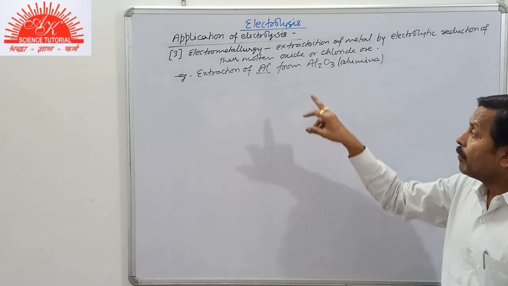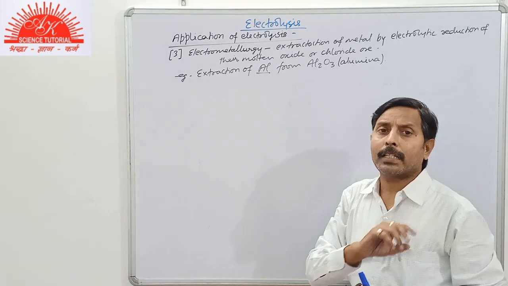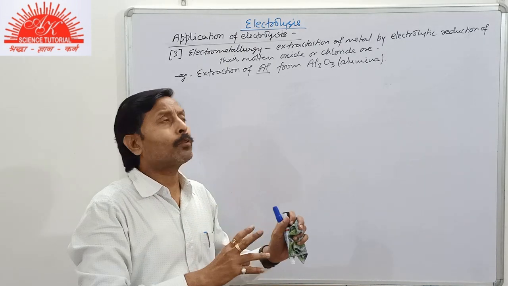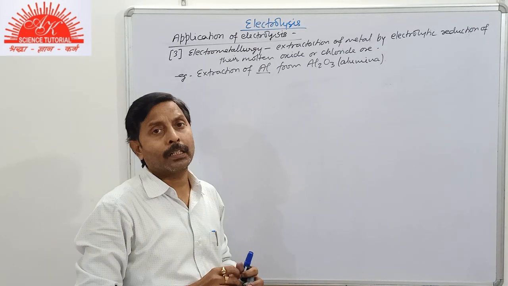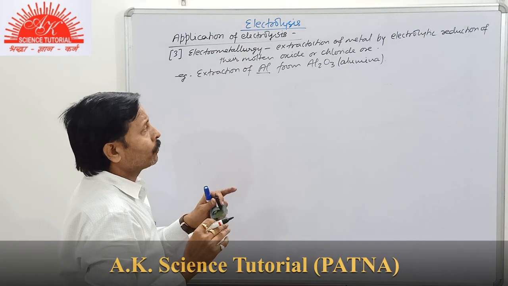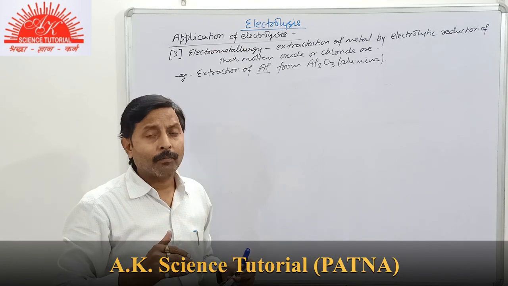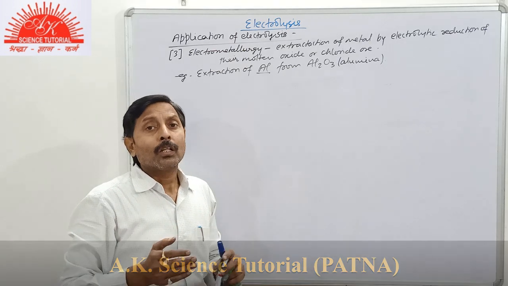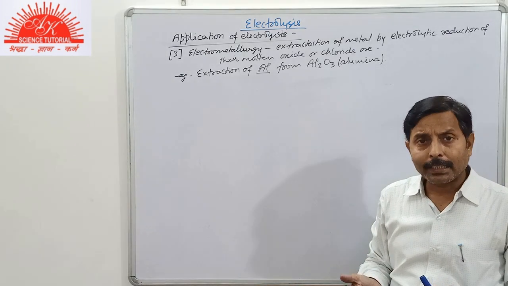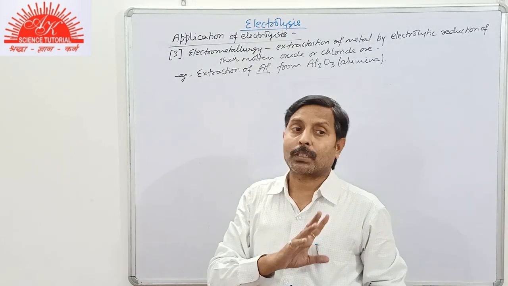Now this is an important topic which will be studied again in metallurgy: extraction of metals, extraction of aluminium. The same topic has to be studied here. In this process where aluminium has to be extracted, as we know, metals from potassium to aluminium are highly reactive, so they cannot be extracted by simple reducing agents. So we have to use the electrolysis process.